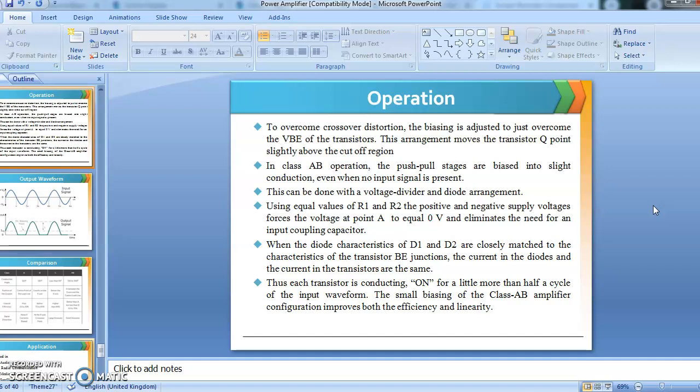When the diodes D1 and D2 are closely matched to the characteristics of the transistor BE junction, then the current in the diode and the current in the transistor are the same. For that reason, the transistor is near the active region. Each transistor is conducting for a little more than half the cycle of the input waveform. The small biasing of the class AB amplifier configuration improves both the efficiency and the linearity.